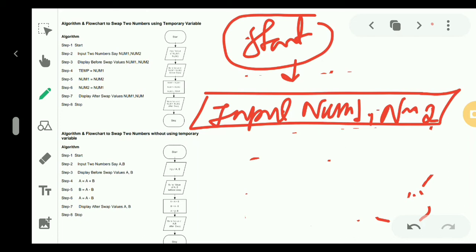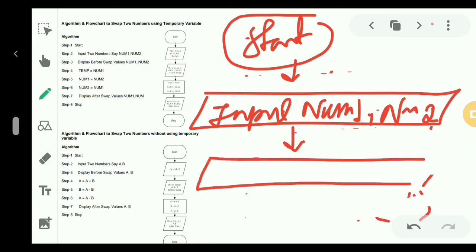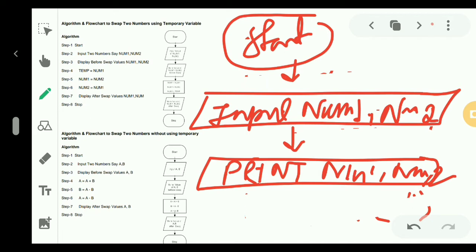If it is num1 comma num2 is done, then we are first of all displaying the value, because whatever value is given by the user, let it display first for checking purposes. So here I am writing one print statement to print num1 as well as num2 value. Both the values will print before swapping.